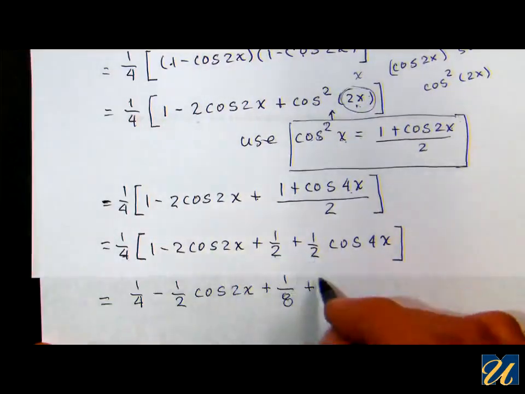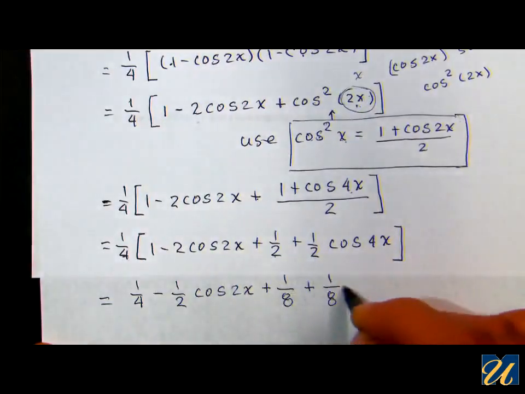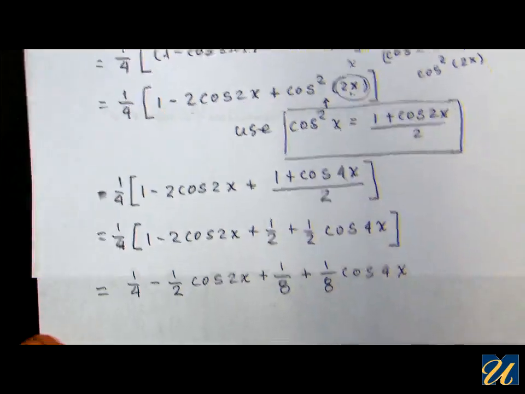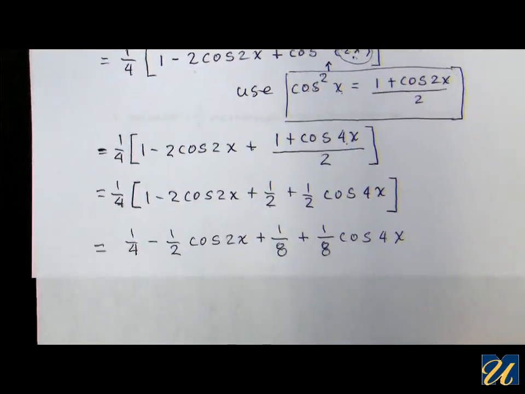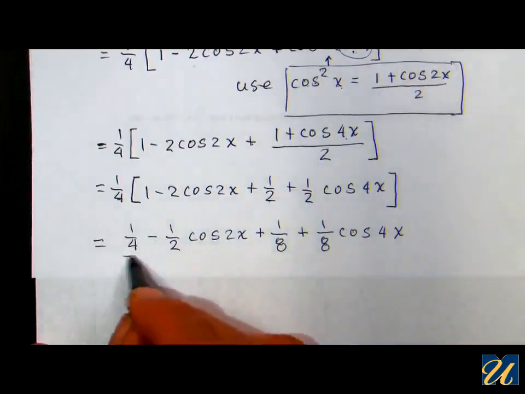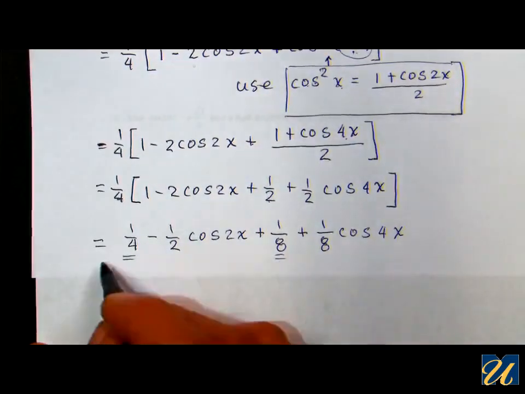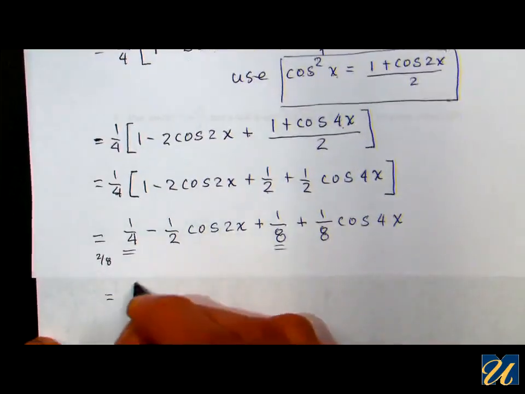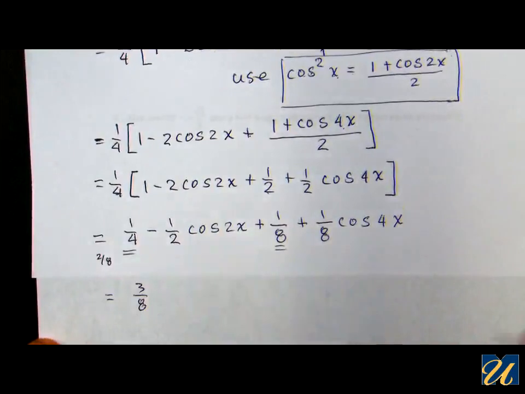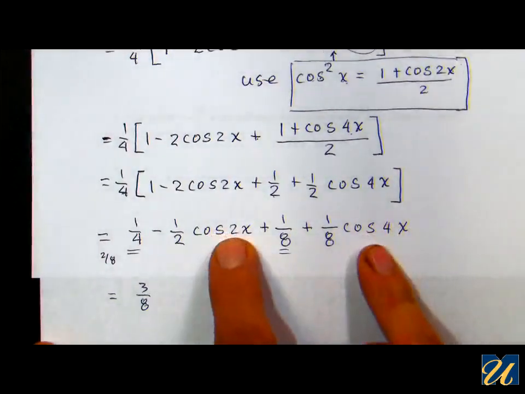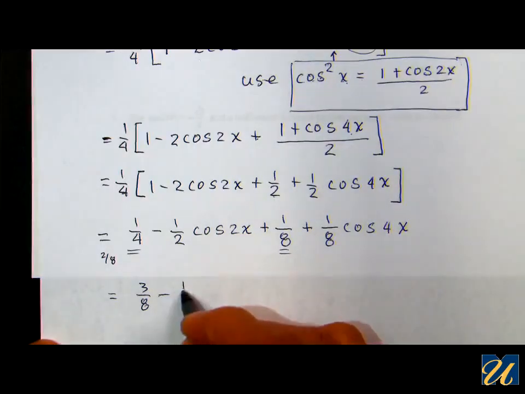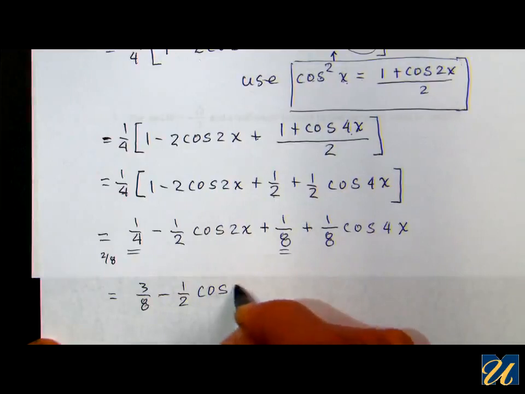And 1/4 times a half is another 1/8, but that comes with a cosine 4x attached to it. There we go. Now it's all pulled apart in pieces. Now let's see, we've got like terms there and there. This is 2/8. 2/8 and 1/8 make 3/8. These are not like terms. 2x, 4x. These are not like terms. So you just write them down as individual pieces.